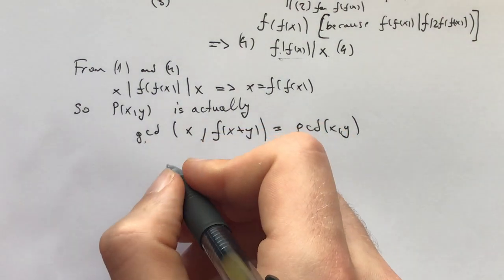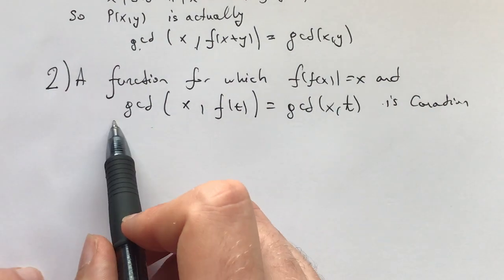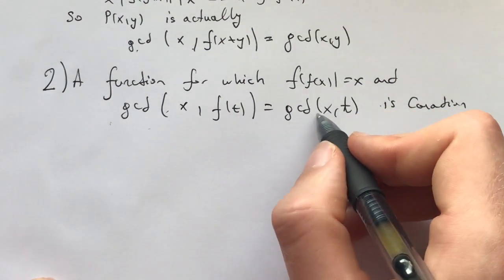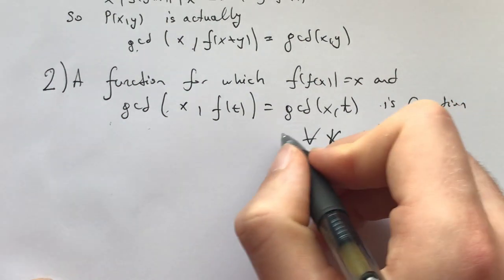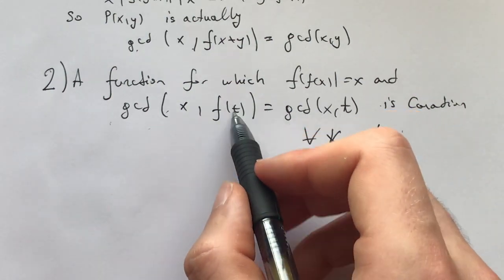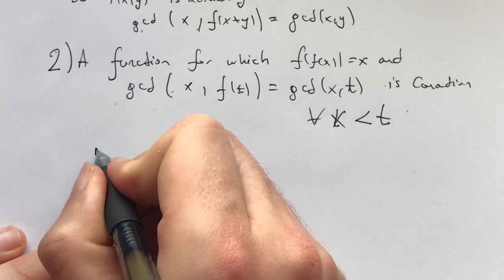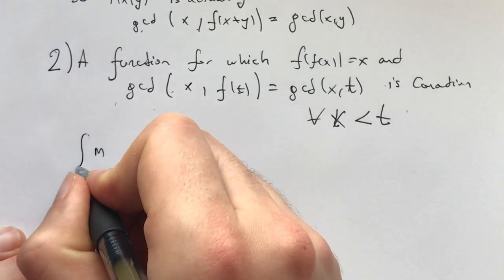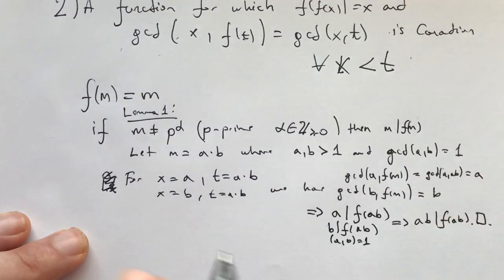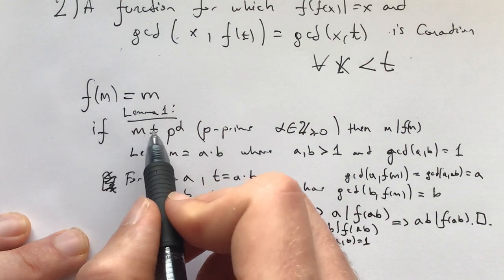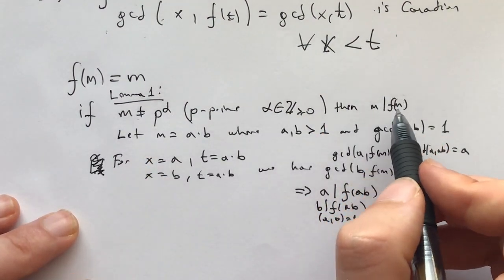of x and y. Now, what we say is, a function for which f of x is x, and the GCD of x and f of t is equal to the GCD of x and t for all x less than t and both natural numbers, we have that kind of function is a Canadian function. So now we prove that any m, which is not a prime power, we have f of m is equal to m. And the way we do this is by first proving lemma 1, namely if m is not a prime power, or 1, then m divides f of m.